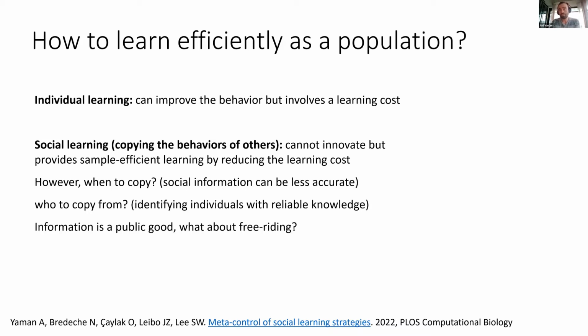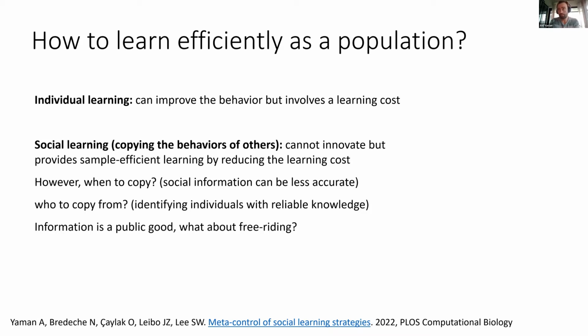And also another problem is if we have this social learning, then the information becomes a public good. So when there is a public good, there is always the problem of free riding. So since there is less cost, agents would select this behavior more because it's cost effective. But then they are free riding the exploration of others. Then if everybody does that, then there will not be any more exploration.